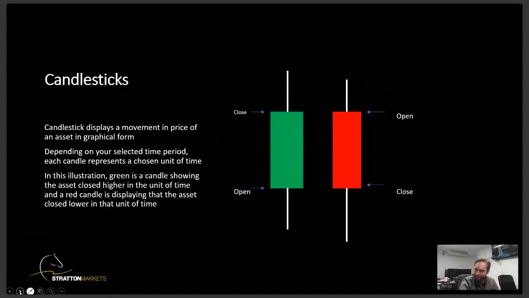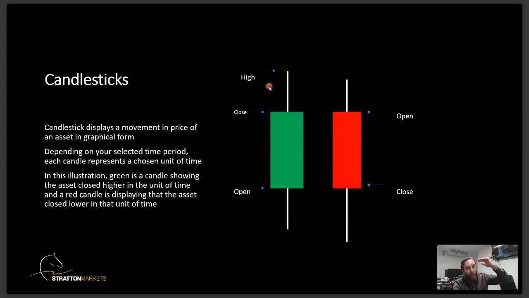Now the wicks. The wick above, the line above, will show us the highest that asset went to in that chosen unit of time. The same on both a bearish and a bullish candle. And the bottom wick will show us the lowest point that asset went to in that unit of time. Not where it closed, but the high and the low that asset went to during that unit of time.